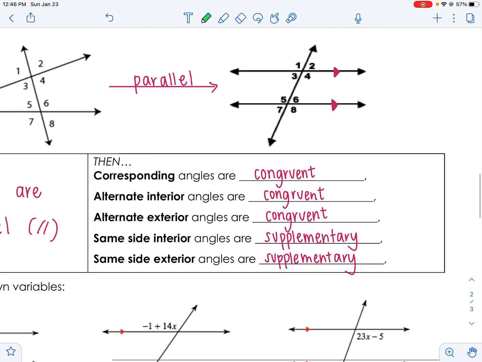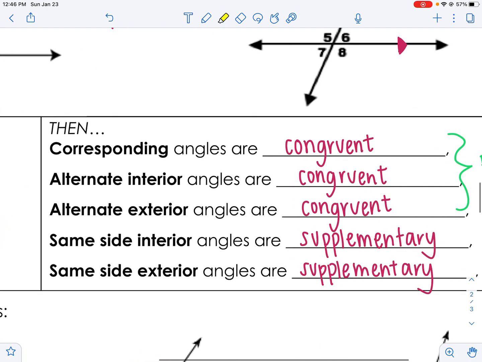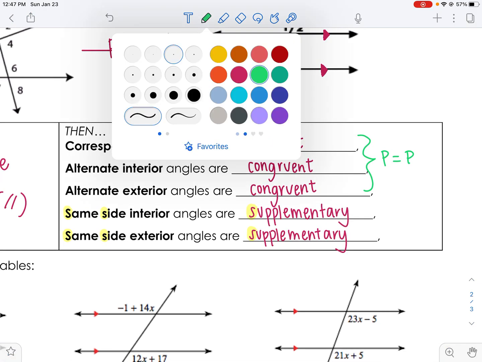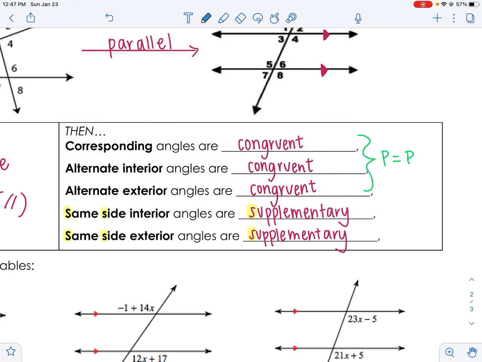Now, the way to remember this is that corresponding, alternate interior, alternate exterior, they're all congruent. They're all going to be part equals part type problems. But the same side, so notice that SS, those are your ones that are supplementary. So just remember, same side interior supplementary, same side exterior supplementary. And remember that supplementary means that the parts add up to 180.